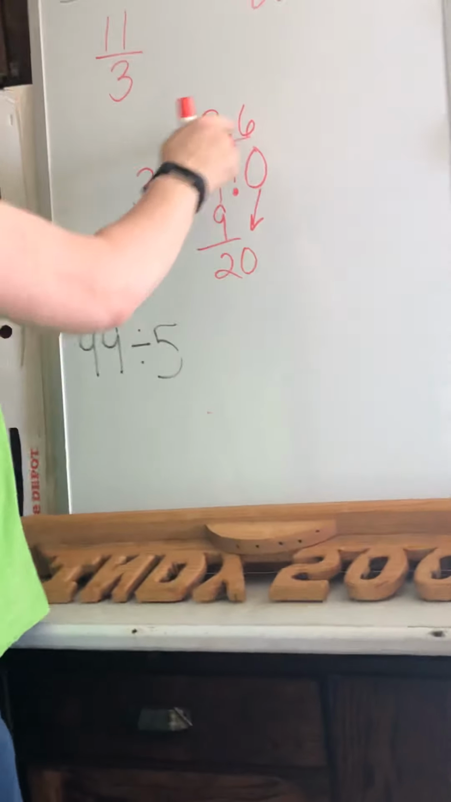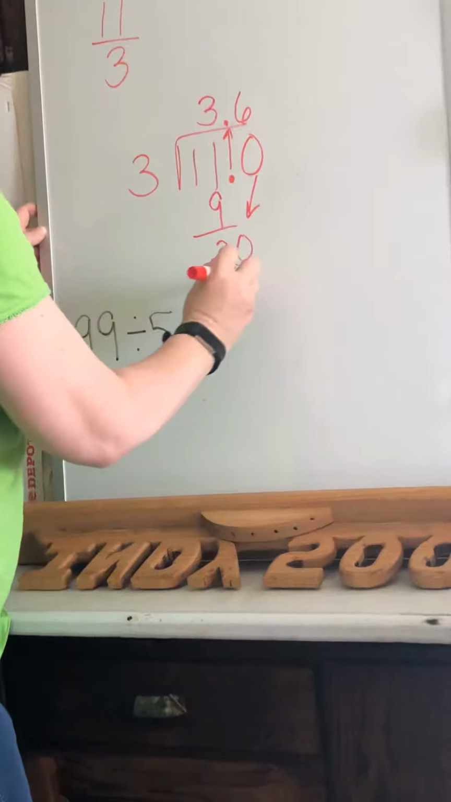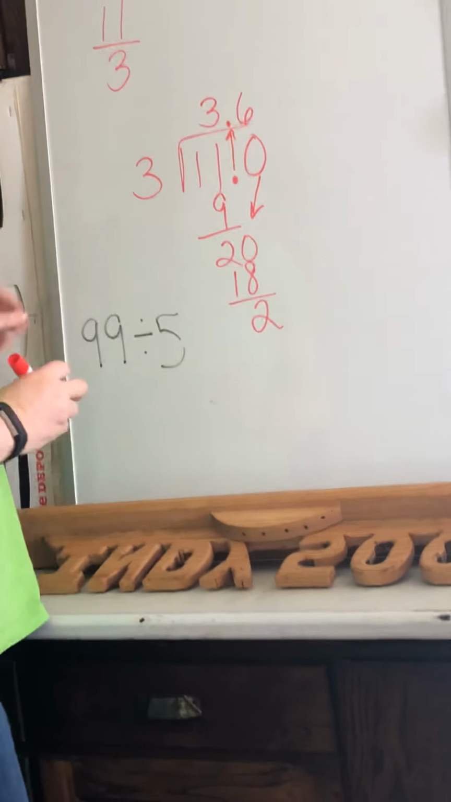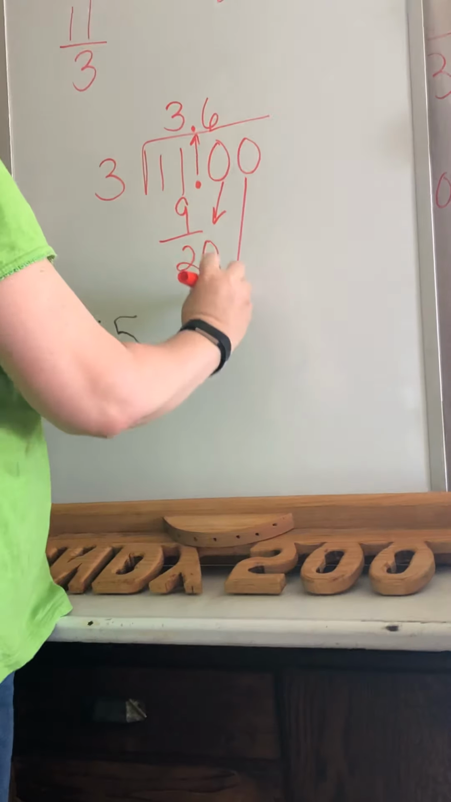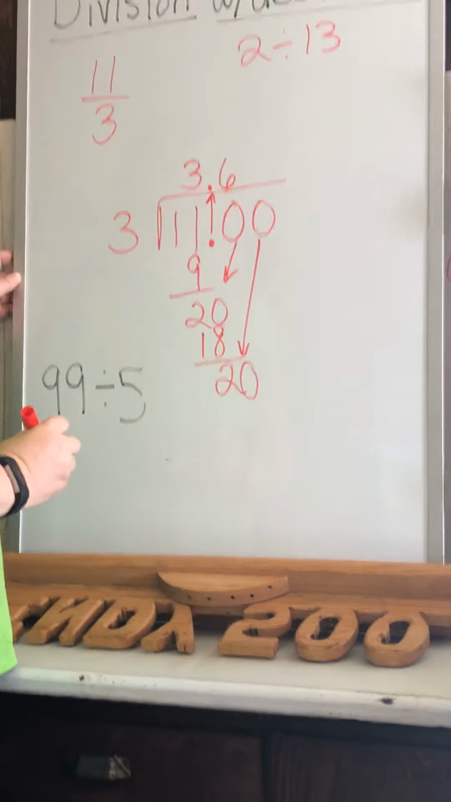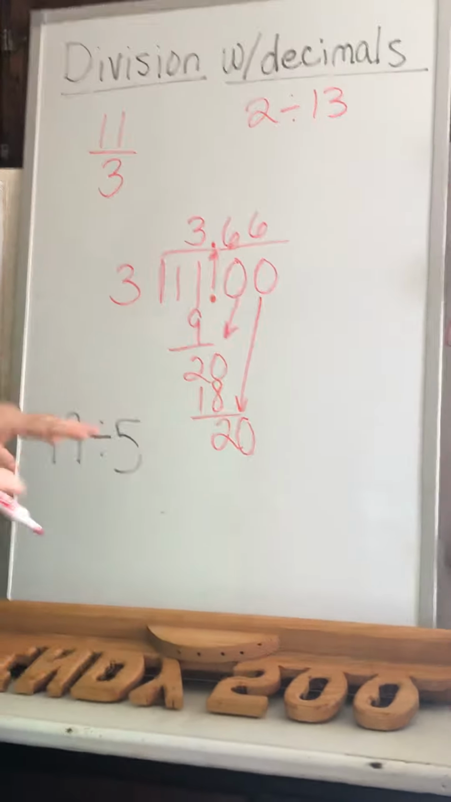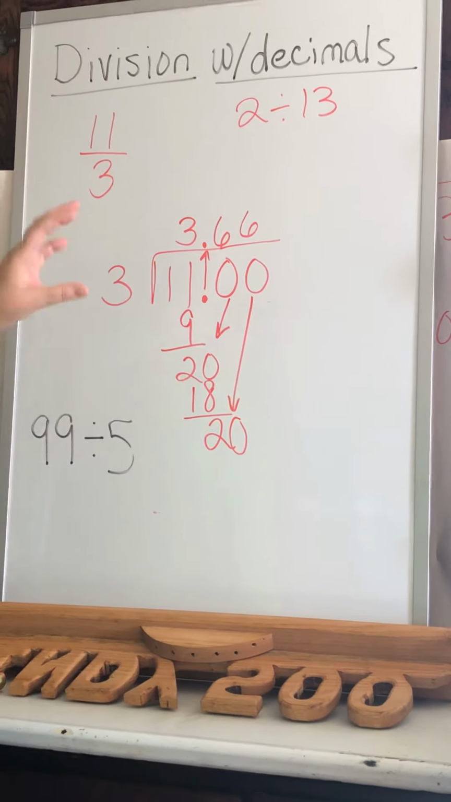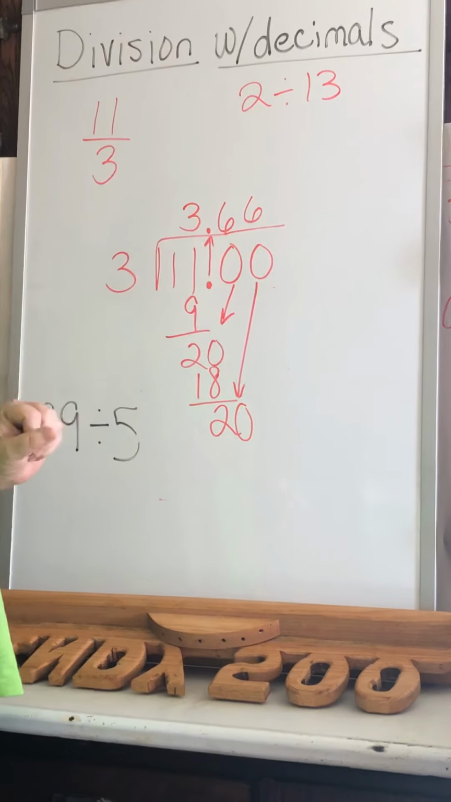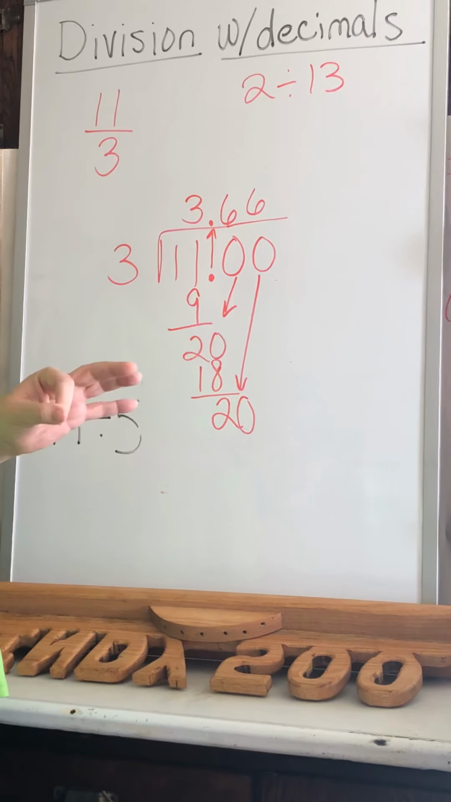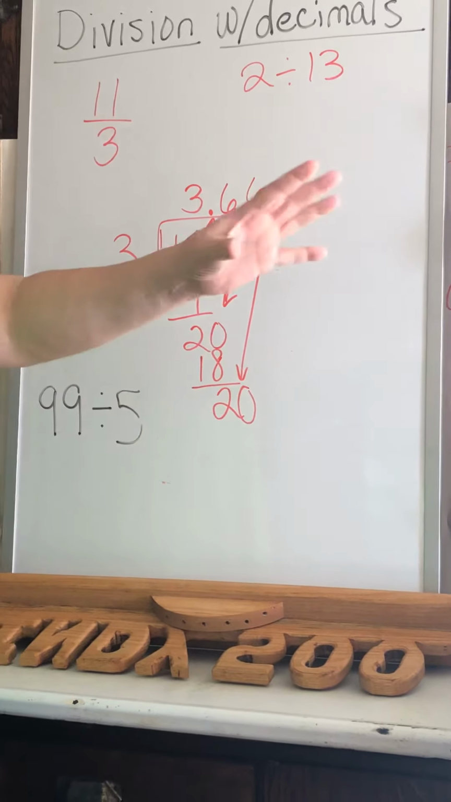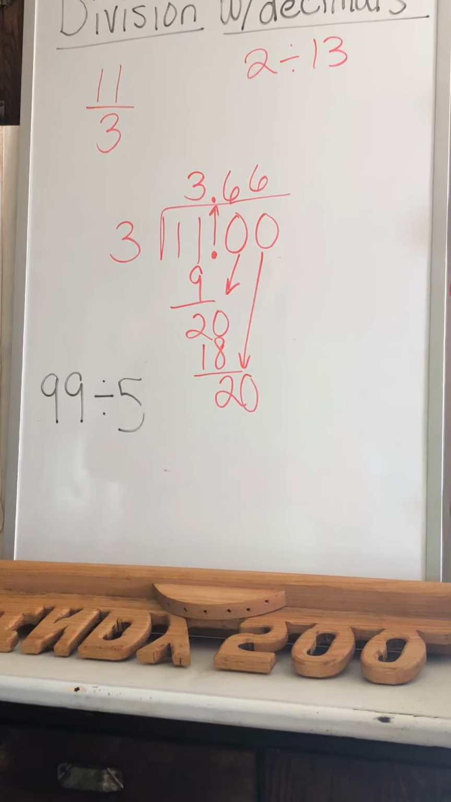All right, 3 times 6 is 18. I have 2 left over again. So I'm going to go ahead and add another 0, bring it down. 3 goes into 20 again, and that's 6. Now, when this happens where you keep carrying on and adding another 0, it is never going to end. Basically, it just keeps on going for a 6, okay?